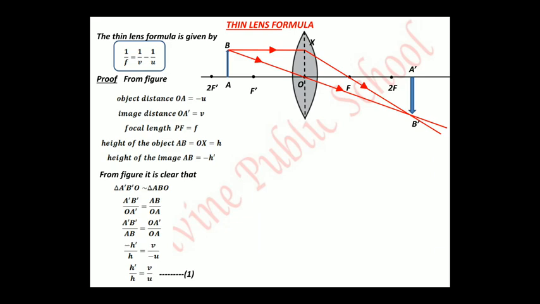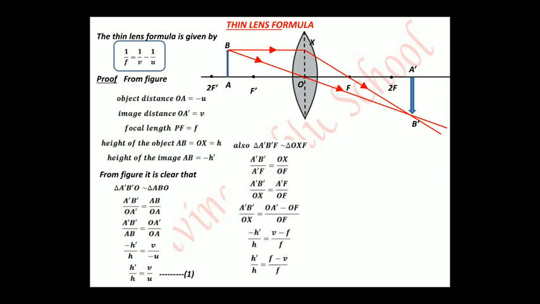Now we are going to take another pair of triangles, and these two triangles will be A dash B dash F, if you can see, image with the focus, and the other triangle is OXF.